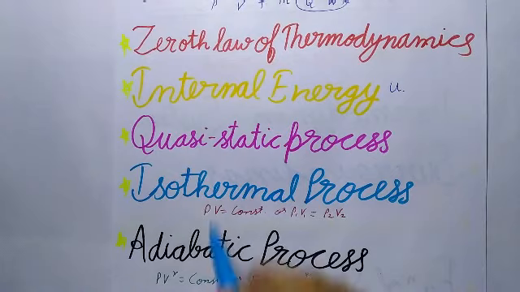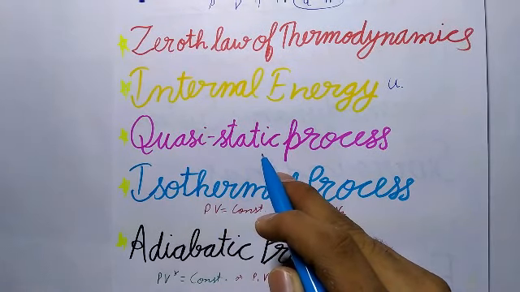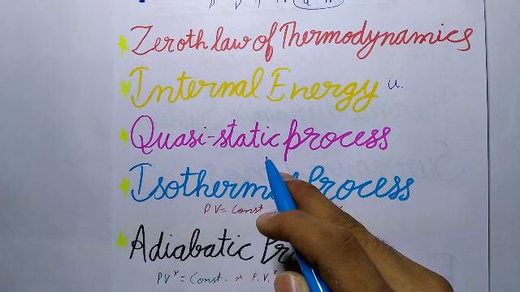Now, next is quasi-static process. A quasi-static process is an infinitely slow process such that the system remains in thermal and mechanical equilibrium with the surroundings throughout. In such a process, the pressure and temperature of the surroundings can differ from those of the system only infinitely small.